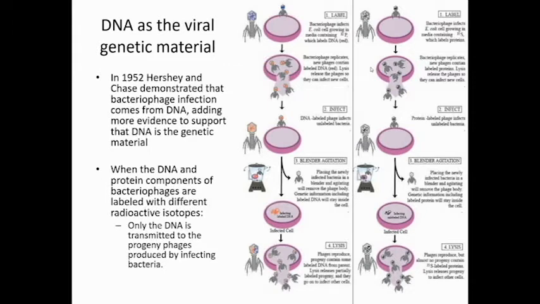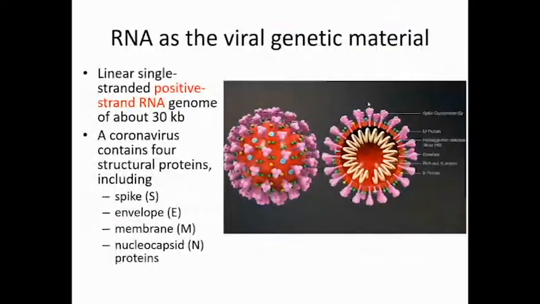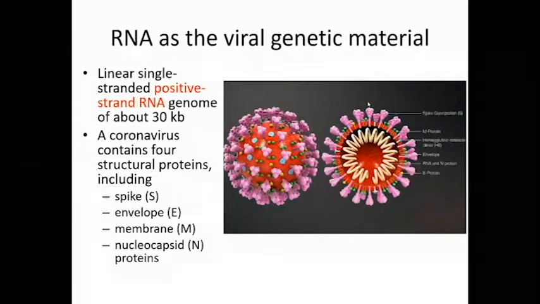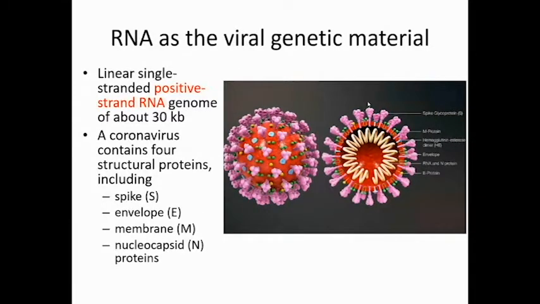All right, and then another example for the virus is this one. As you all know, the genetic material for this virus, the COVID-19 SARS-CoV-2, is a positive strand RNA. So that shows you the RNA can also be the genetic material. Okay, and later on we will have a section to discuss the SARS-CoV-2.